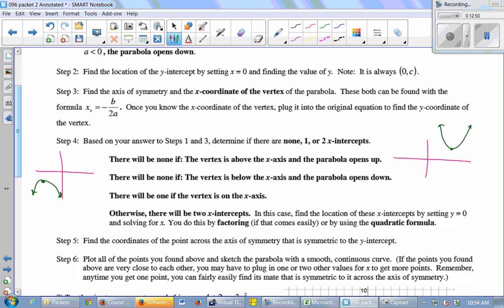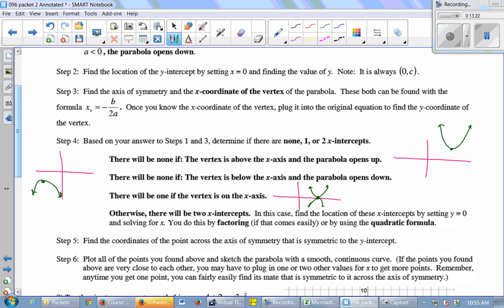If the vertex is on the x-axis, so I'll draw a little picture here, and I'm going to put my vertex on the x-axis. Whether the graph opens up or down, are there going to be any more x-intercepts than the one I already drew? No, there's just that one. It is the vertex itself, and whether it opens up or down, there'll just be one x-intercept. And then otherwise, in every other situation, there's going to be 2 x-intercepts.